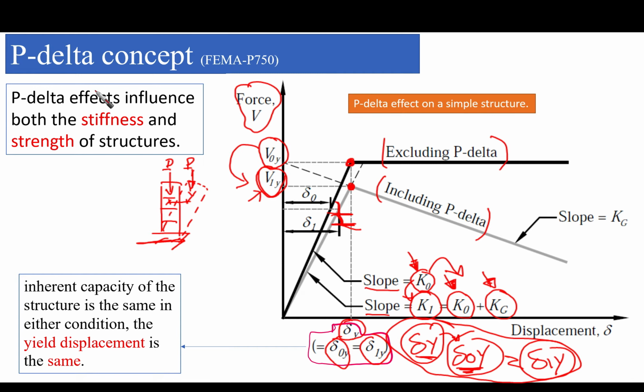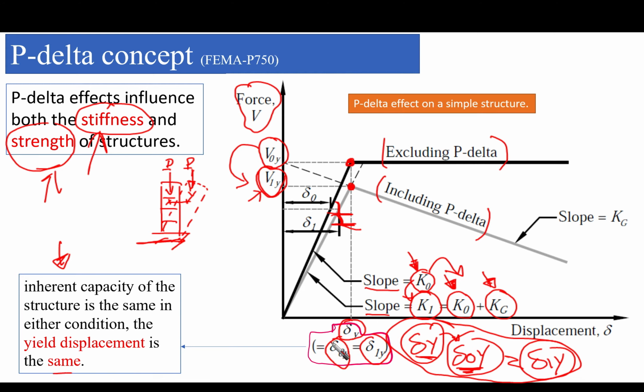And this is what we put here in this note. P delta effects influence both the stiffness and strength of the structure. So that's an important conclusion that we want to keep in our mind. Stiffness and strength are going to be changed. However, the yield displacement is not going to be changed. This is something that we want to highlight, and this is what I put here. The inherent capacity of the structure is the same in either condition. The yield displacement is the same.